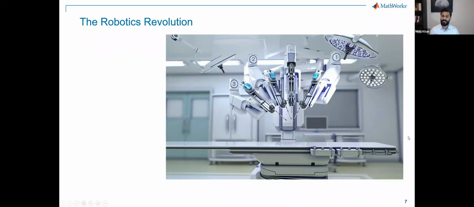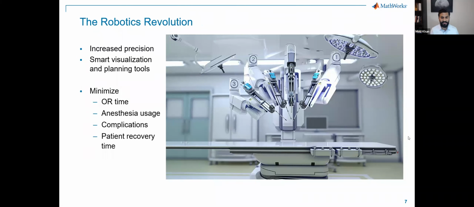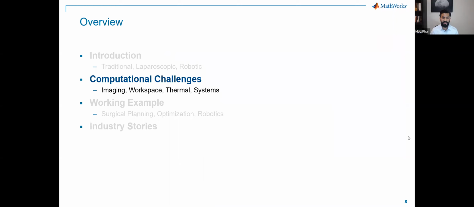And this is where the robotics comes in. What you're seeing here is one of the most famous systems. It's called the Da Vinci by Intuitive Surgical. It's leading towards increased precision. And as we develop more and more tools, we're trying to focus on how we can get smarter visualization of the body inside without opening it up, and how we can have better planning that can give the surgeon better feedback. The whole idea, as I just mentioned, is to reduce OR times, decrease the anesthesia usage, therefore decrease the complications, and hopefully have better patient outcomes. So that's the whole idea of surgery and why robots are such a big part of it.